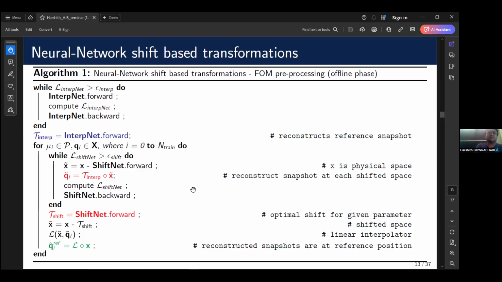Yeah, you basically learn the reconstruction first, and then you learn the shift by reconstructing a different spatial location to find the optimal shift. Unlike this, there is no backpropagation. You just train once. That's all.